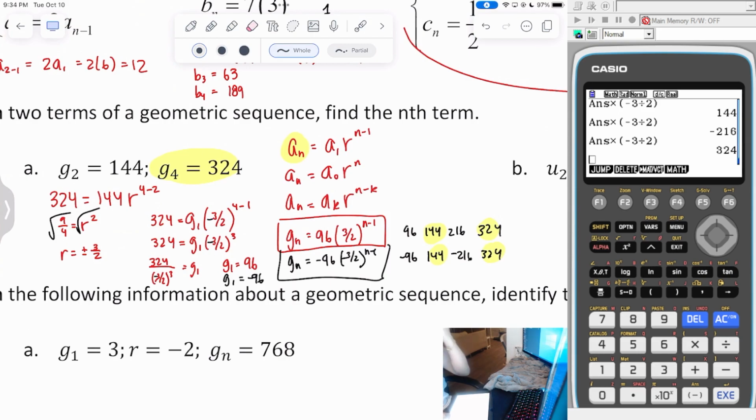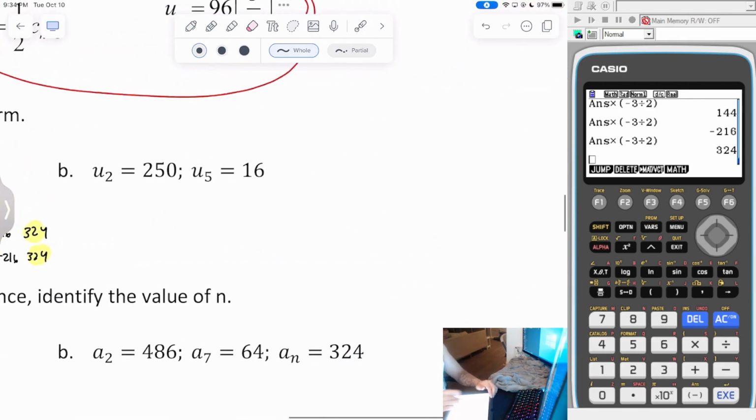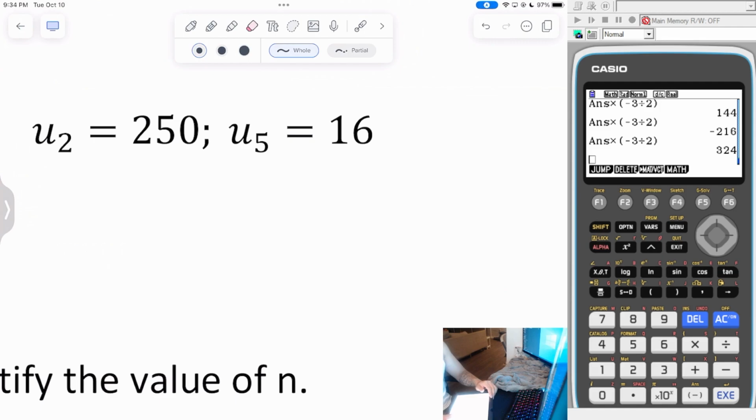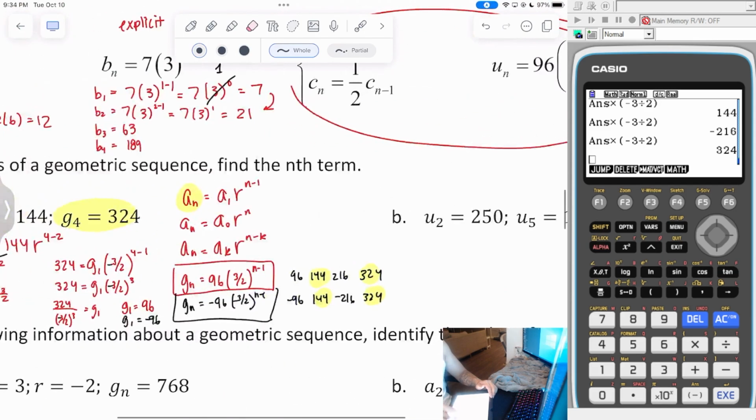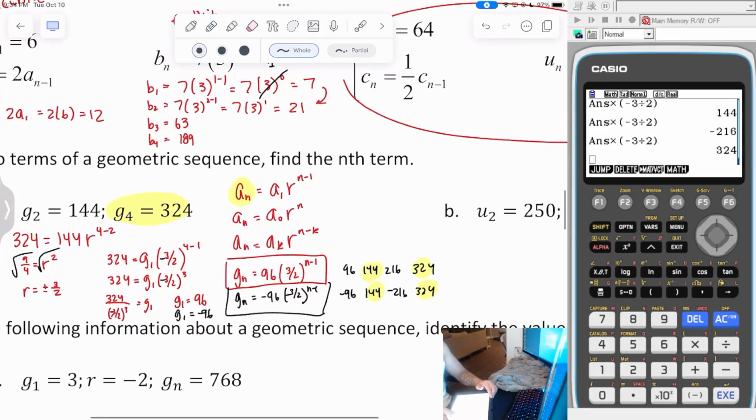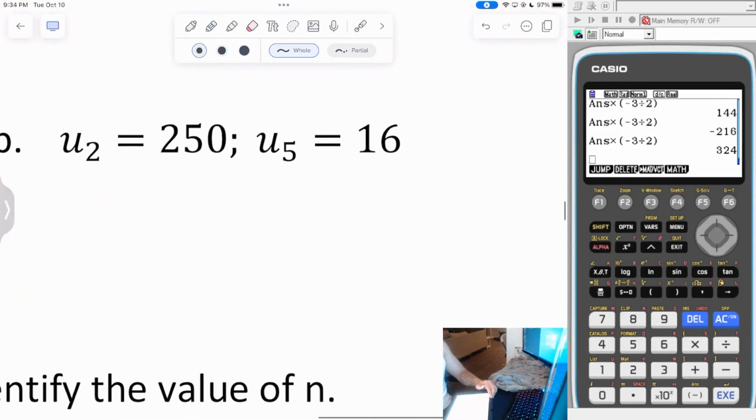Alrighty, let's go ahead and move on to part B and see how this one is different. However, it's not really different at all. It's the exact same steps as this one, verbatim. But let's run through it in case you need the experience.